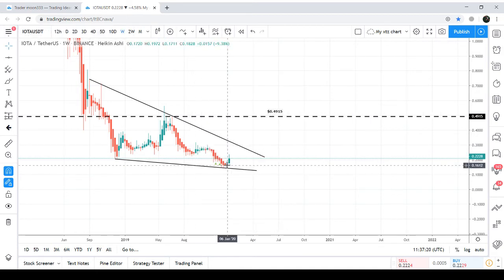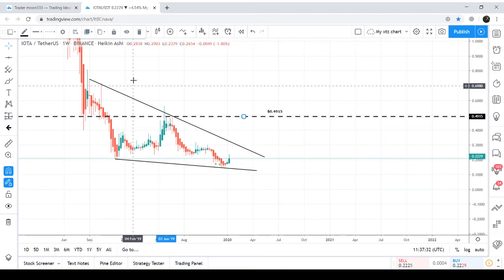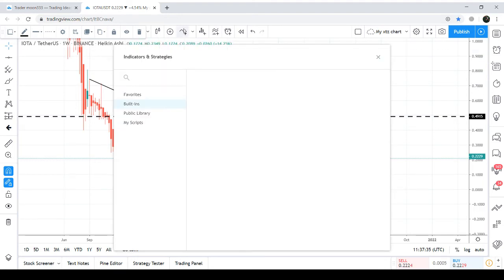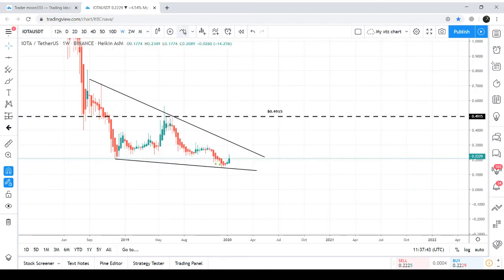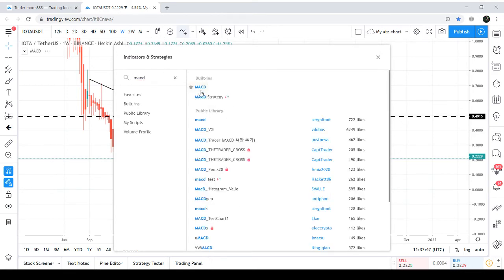Once the price action has a breakout from this resistance, then our strong and key resistance level is at 49 cents. The price action may hit the 49 cents resistance. And if we look at my most favorite indicator, the MACD, on this weekly chart, we can get an idea of how the indicators are turning bullish.